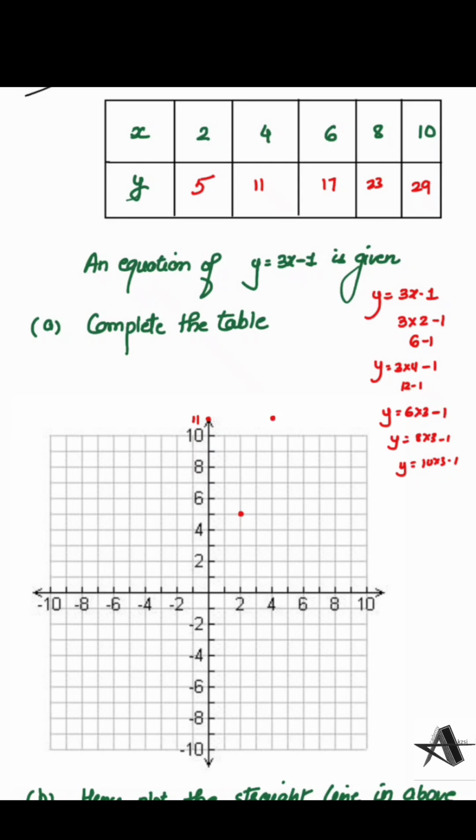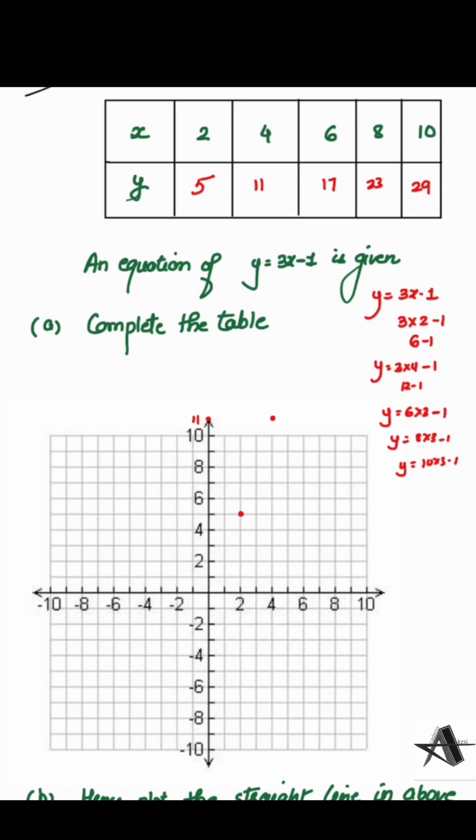And again at 6, it would be 17. Obviously I can't plot it, because it's going beyond the graph. So only join these 2 points and we'll get the straight line. That's all we can do at this point of time. And if you want one more point, you can pick from your side.